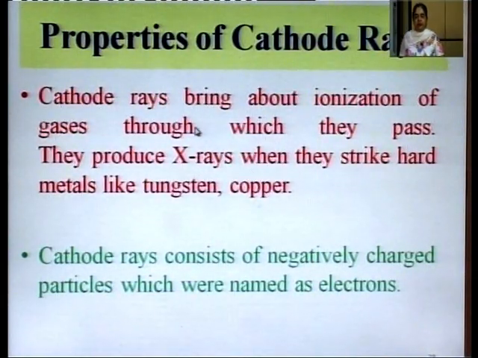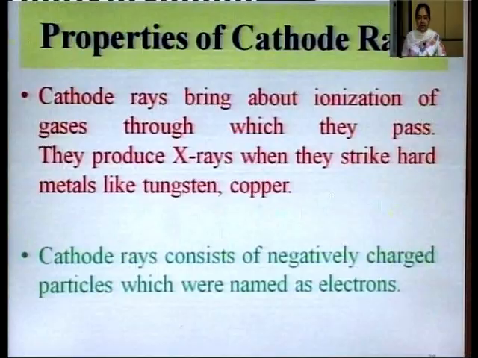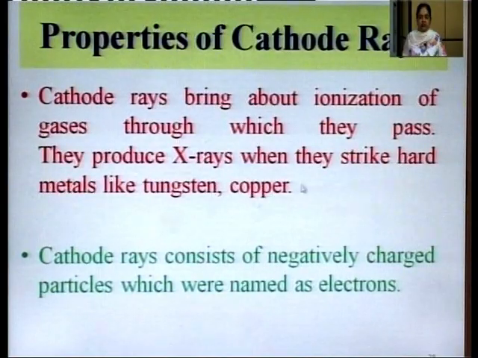Properties of cathode rays. Cathode rays bring about ionization of gases through which they pass. They produce X-rays when they strike hard metals like tungsten and copper. Cathode rays consist of negatively charged particles which were named electrons.